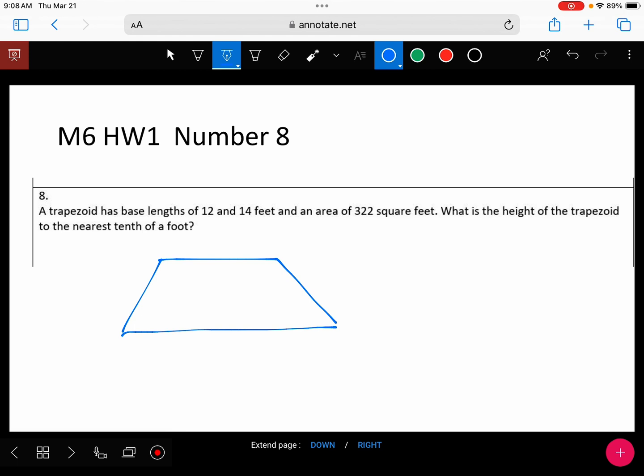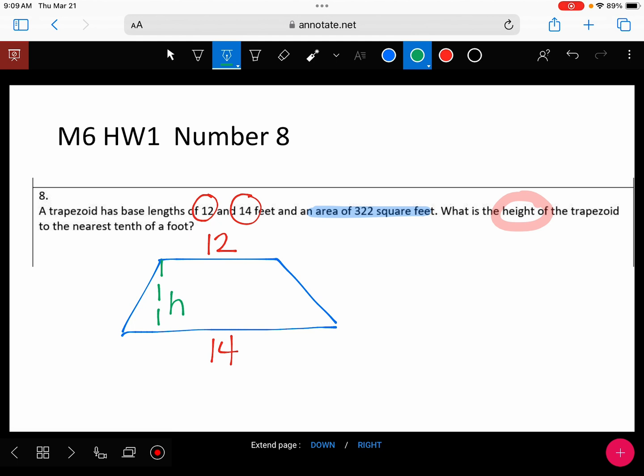It told us that we have bases of 12 and 14. So I got a 12 and a 14. This here is the area. Okay. And what they're asking us to find is the height. So this is what they want us to find. They want us to find h.